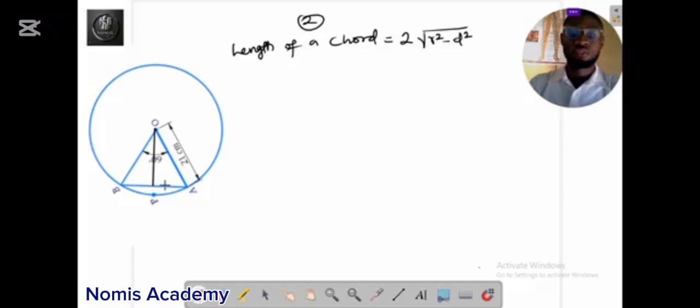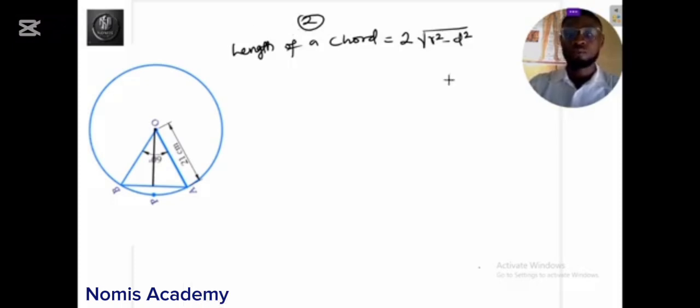So how was this gotten? It was gotten from Pythagoras theorem, to give this formula to calculate the length of the chord. So let's see if we can calculate the length of a chord through this formula as well. So we will need the length of the apothem, the line from the center of the circle to the chord. How do we get it? Yes, SOHCAHTOA.